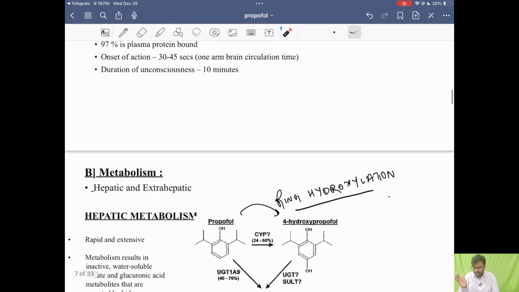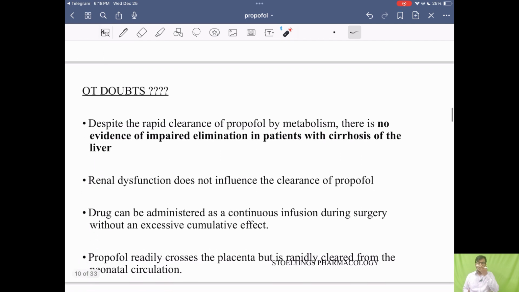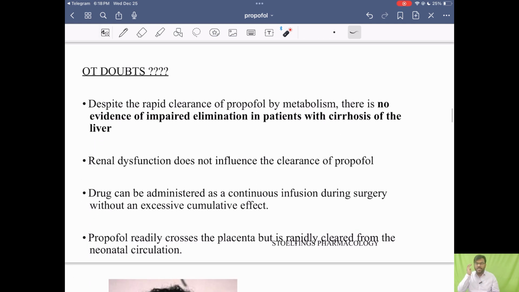There are a few scenarios in which we land up in OTs. Sometimes you are in ERCP posting or gastromedicine or gastrosurgery postings and all. You see cirrhotic patients, patients whose liver function is grossly deranged. So can you use propofol in that?